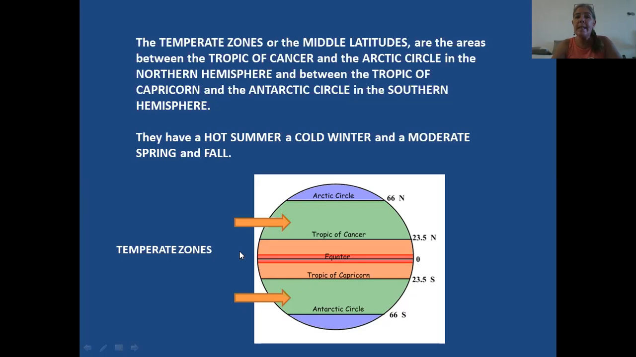So you can see the temperate zones are over here between the Tropic of Cancer and the Arctic Circle, and between the Tropic of Capricorn and the Antarctic Circle. These are called the temperate zones.